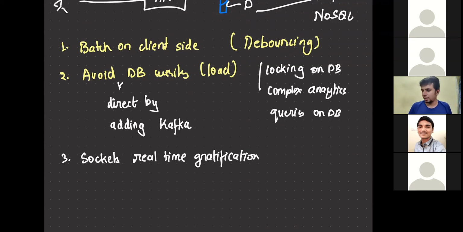Okay. Yeah, I'll take a question. Yeah, Piyush. Why Kafka and why not a message bus? What difference will it make if you use some message bus?